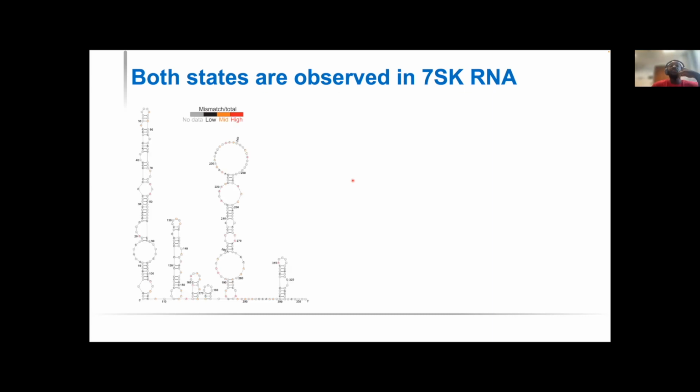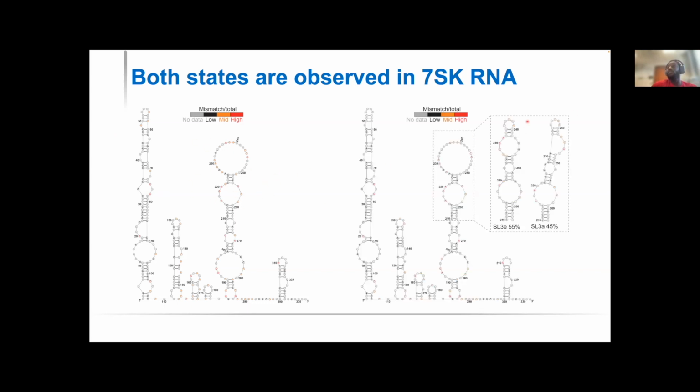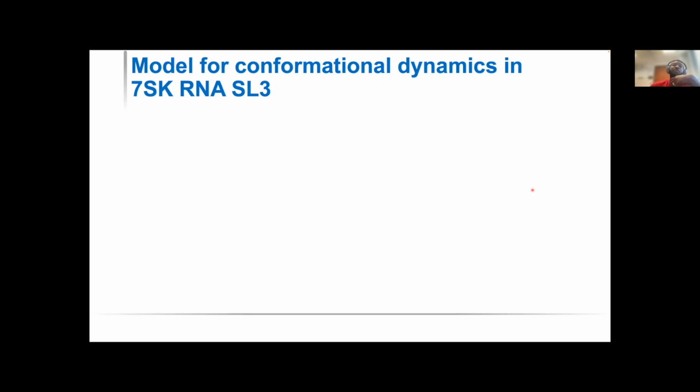And then we decided to explore this in the full length 7SK. Previously, we've been using the distal construct, a small construct of the 7SK. But we decided to explore this in the full length 7SK. And what we found was that, so this is the average reactivity before DREAM clustering. But when we did the DREAM clustering, we also observed that we have these two populations, roughly equal populations of these two conformers.